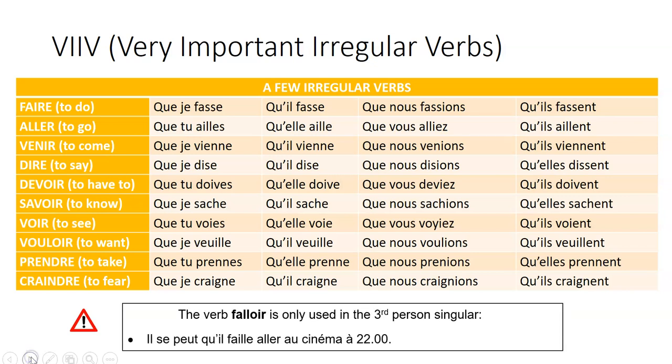Okay. So, falloir, I forgot about that. Falloir is only used in the third person singular. Falloir is the infinitive of il faut, remember? And il faut, we only use it with il, never with any other person. So, an example, oui, il se peut qu'il faille aller au cinéma à 22 heures. Okay? So, that's a very irregular one.